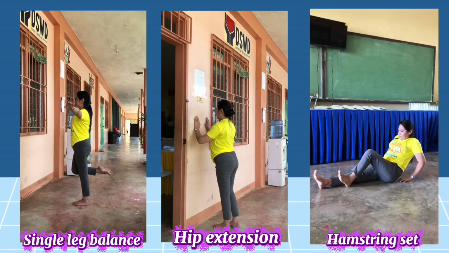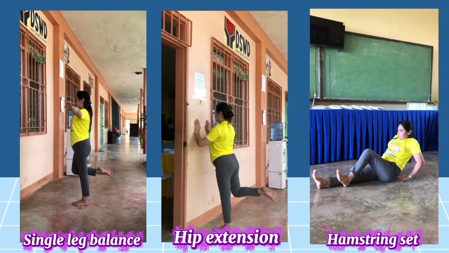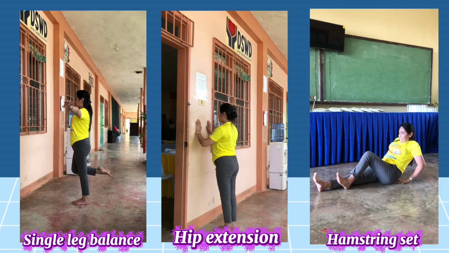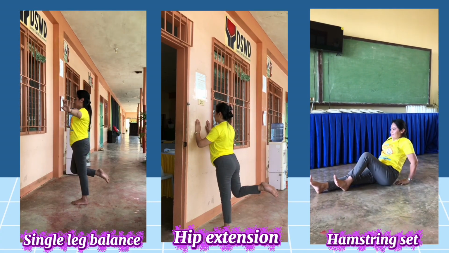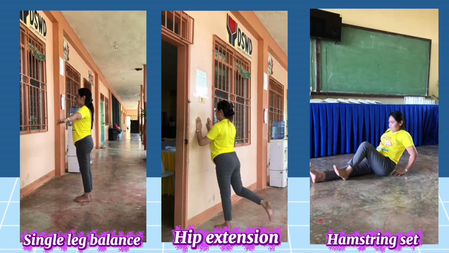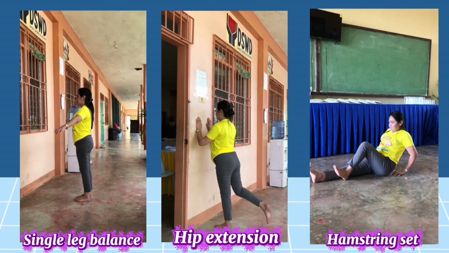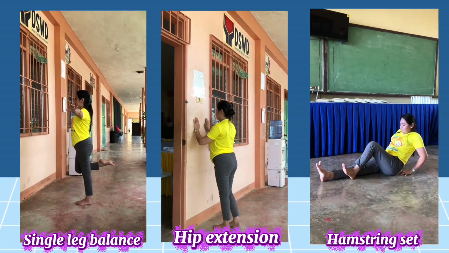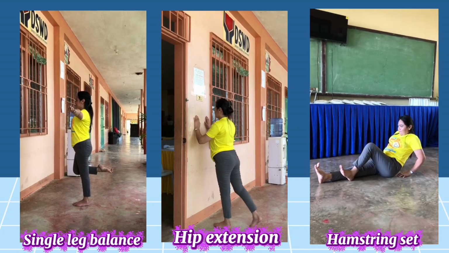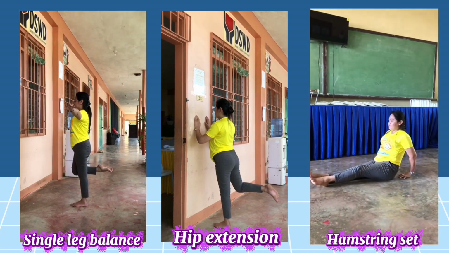Standing on your affected leg, keep that knee straight. Try to balance on that leg for up to 30 seconds and then rest. And then repeat it 8 to 12 times. It's a good idea to repeat the steps with your other leg.